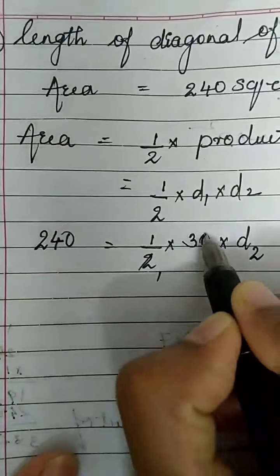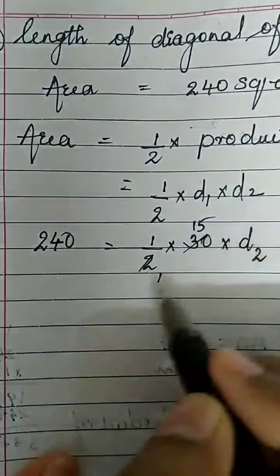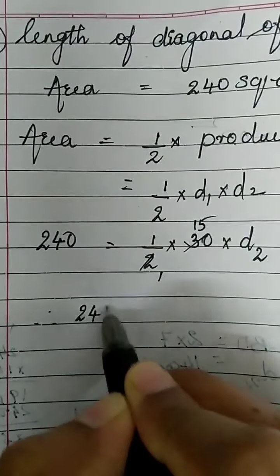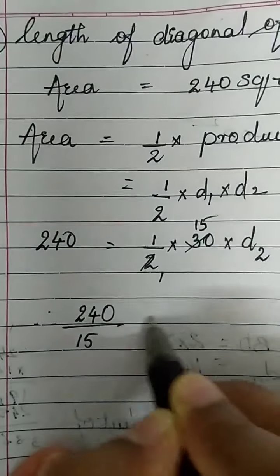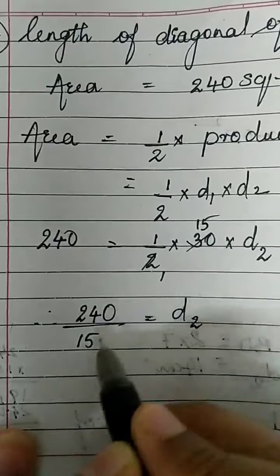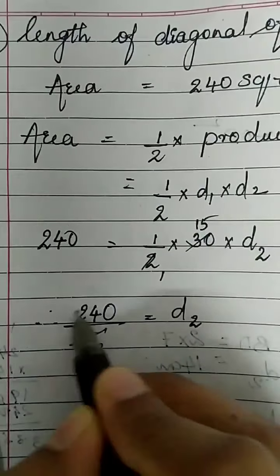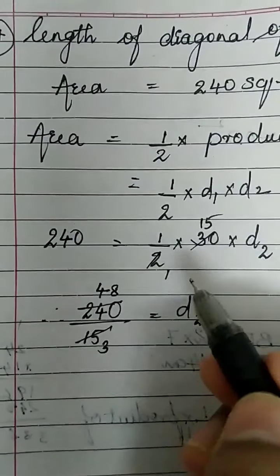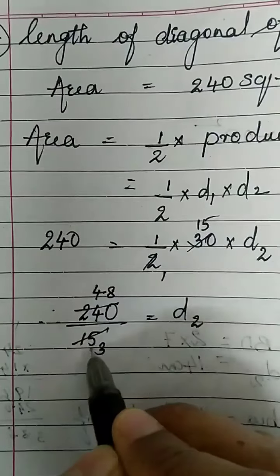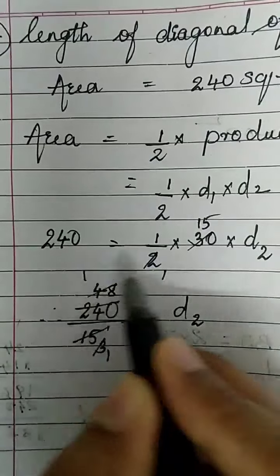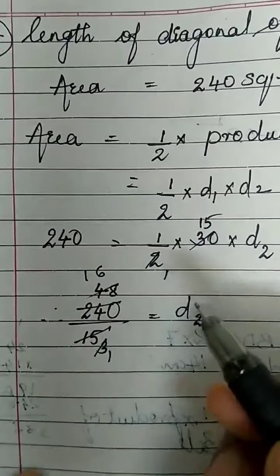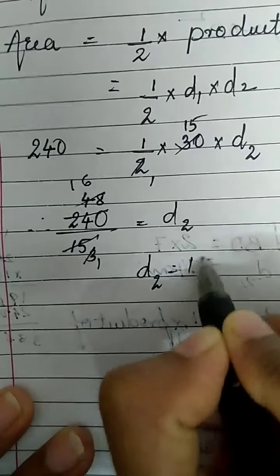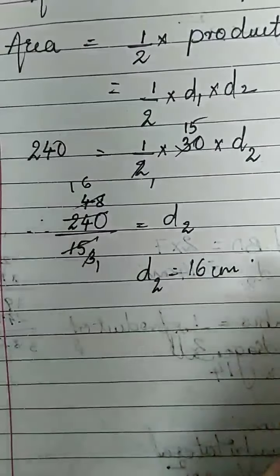Half into 30 is 15, okay? Now bring 15 to the other side. 240 upon 15 is equal to D2. What will be D2? 5 3s are 15, 5 4s are 20, 5 8s are 40, 3 1s are 3, 6. So we got the second diagonal D2 as 16 centimeter.